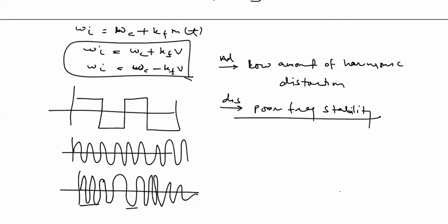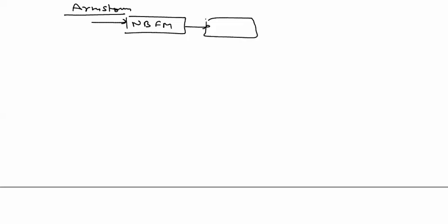Poor frequency stability. The second method is the Armstrong method, which is an indirect method and is basically a phase modulation scheme. In the Armstrong method, the indirect method, we generate FM indirectly, through a frequency multiplier.